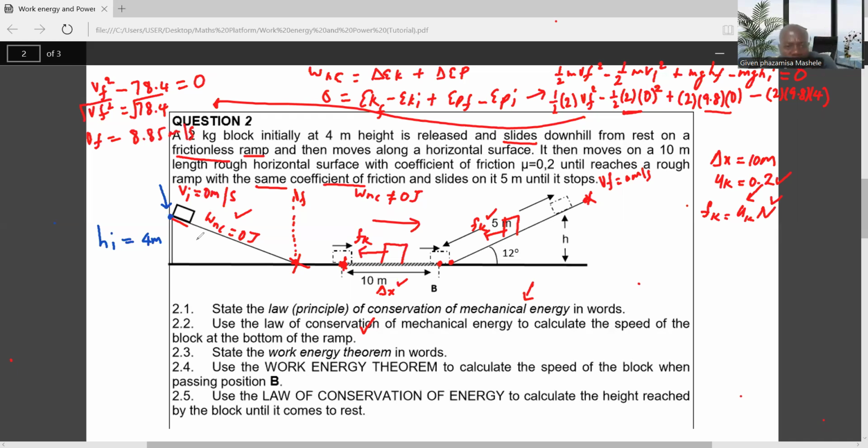So it means the block at the bottom of the ramp was traveling at the speed of 8.85. So it means it continued with that 8.85 up until this point where it experienced a rough surface, because on this other part the surface was still smooth. So we got the answer, it's 8.85 meters per second.